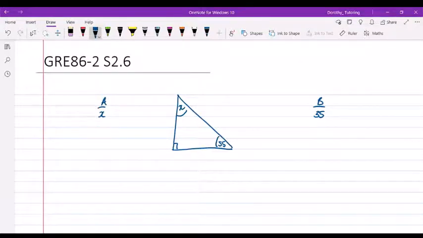This question is nigh on impossible to solve unless you know two things. 1, the internal angles of a triangle add up to 180 degrees. 2, that little square there means it is 90 degrees, it's a right angle. So we can say x plus 90 degrees plus 55 degrees equals 180. Well, 90 degrees is half of 180. So x is 90 minus 55.